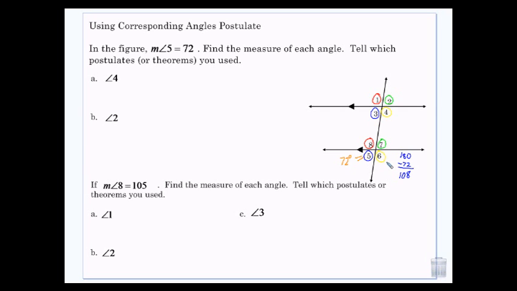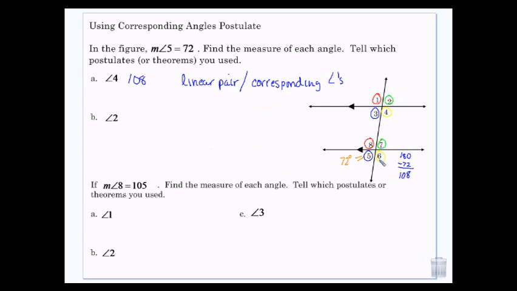Well, if angle 6 is 108, what's angle 4? 108. So the postulates or theorems I used were a linear pair and corresponding angles. Right? I used linear pair to find angle 6, and the fact that 6 and 4 were corresponding gave me 4.